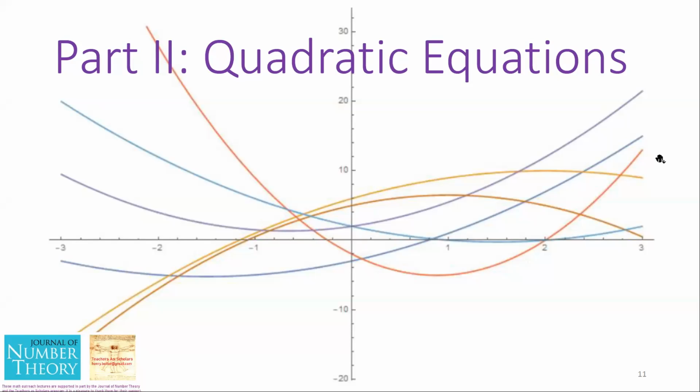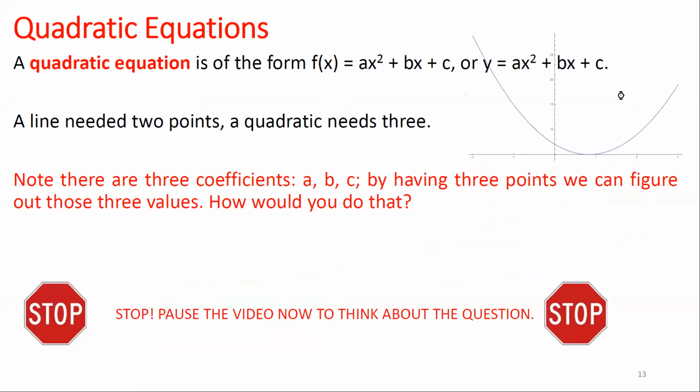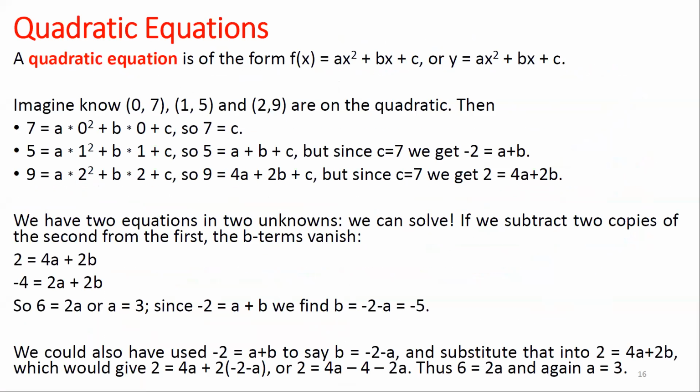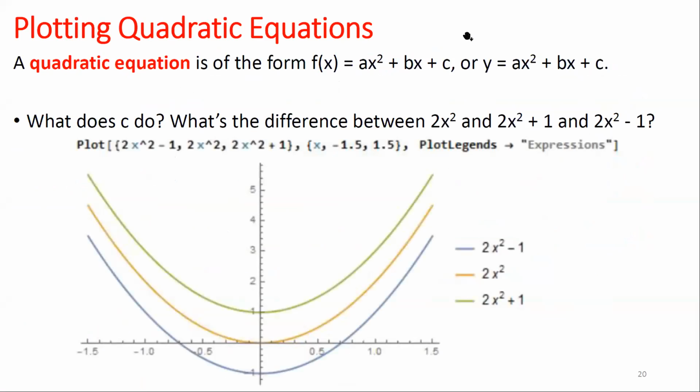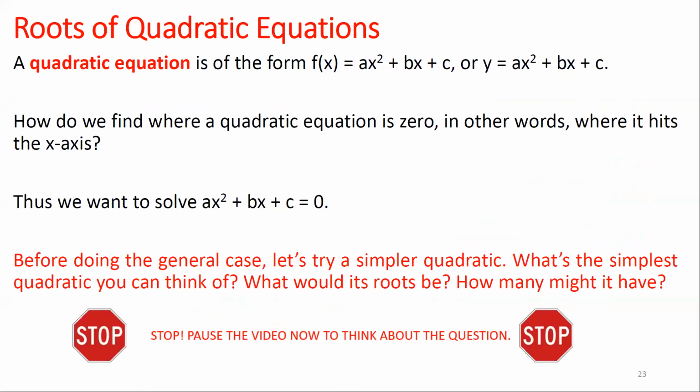So in the last part, we started dealing with quadratic equations. We talked about what they were. We talked about how to plot them. We talked about how to find a parabola. We need 3 points to find a parabola. We went through the math. We then looked at what the different A, B, and C do in terms of how the plots look. And so you can watch that lecture.